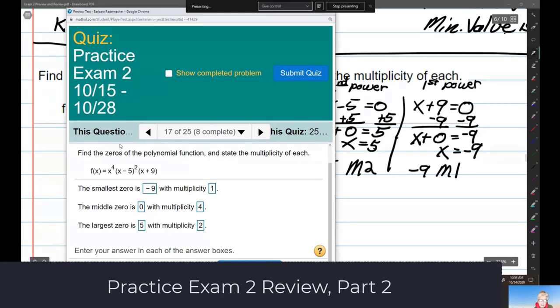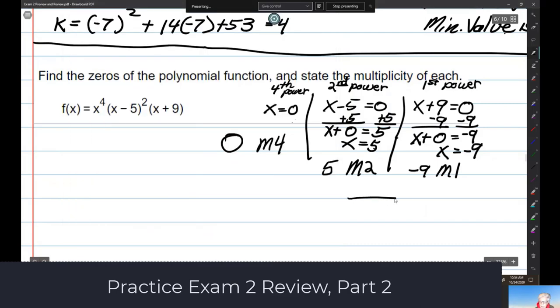And how you know what smallest and largest is, think of the number line and where these zeros are located. Negative 9 is the farthest to the left, and then 0, and then 5. And so the number farthest to the left is said to be the smallest. And that's always true. Any number to the left of another number is less than or smaller than the number. And so this is the middle number, and then this is the largest number.